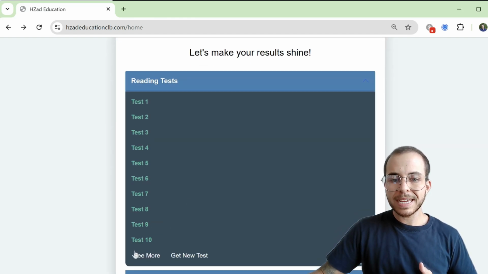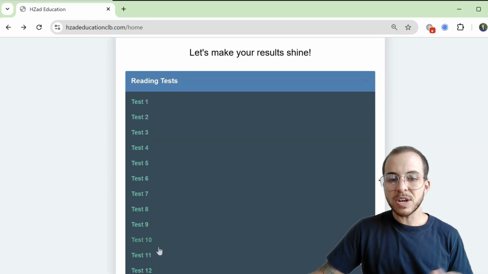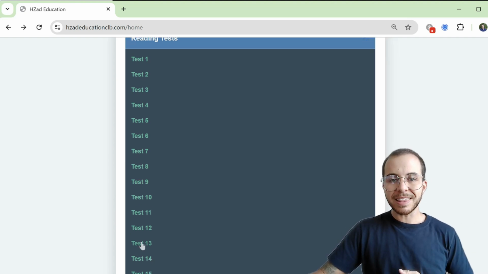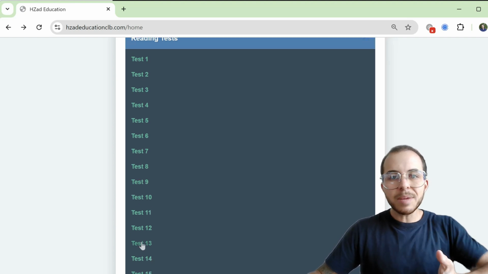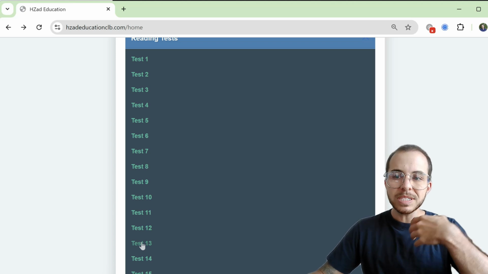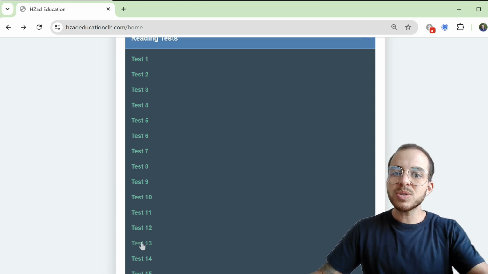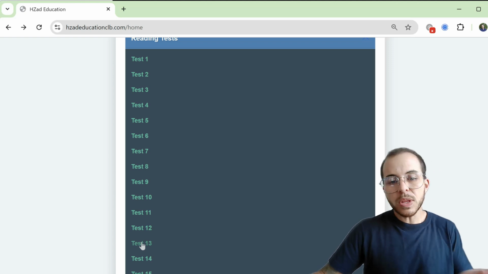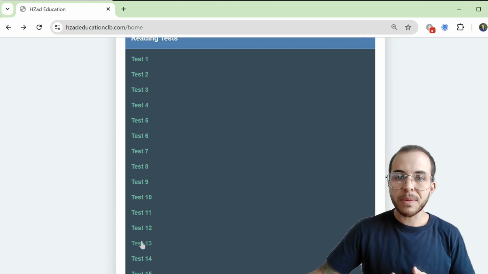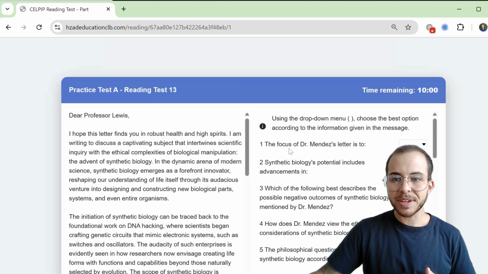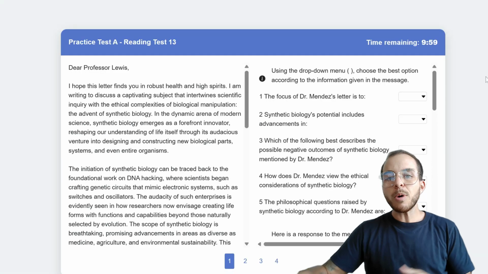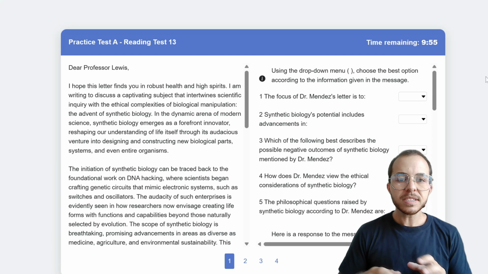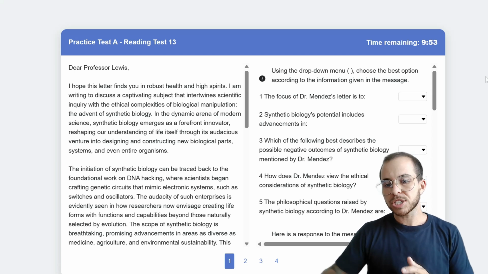We're going to go ahead and get a new test. And I'm working on test 13 today. Lucky 13. Now, the nice thing about this platform is that it uses AI to generate a new test every time. So you have an unlimited amount. It's the only one on the market today, so that's why we're using it. Let's get started. Now, part number 1, you're going to read an email or a letter.